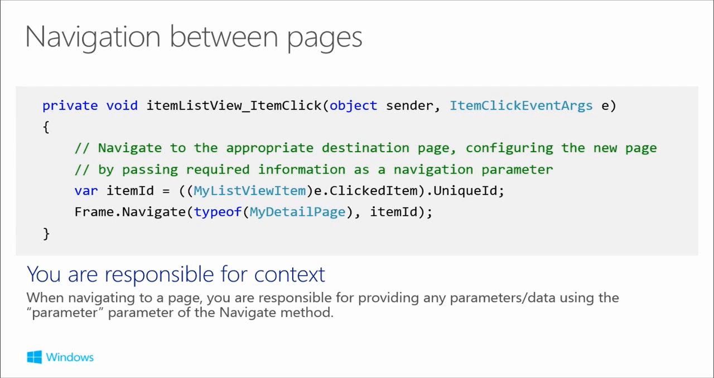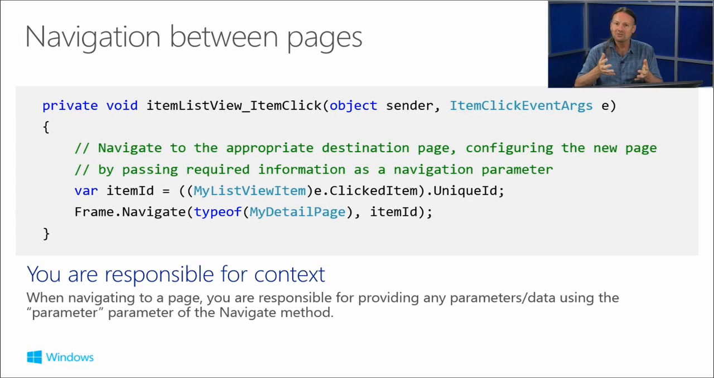And the user taps on an item in the list, so they've selected an item. So you get an item click event handler, or item selected, or some kind of event handler associated with selecting an item. And you'll have some code in there where, if you think of a master detail kind of thing, you're going to navigate from your list page to a detail page. So here we've got a Frame.Navigate, which is the way that you navigate to a different page.